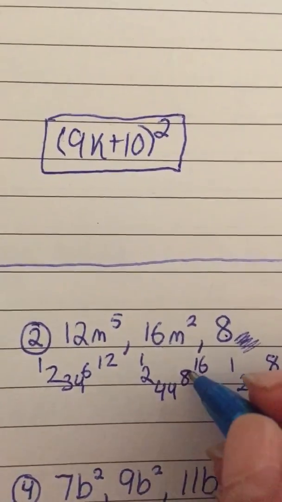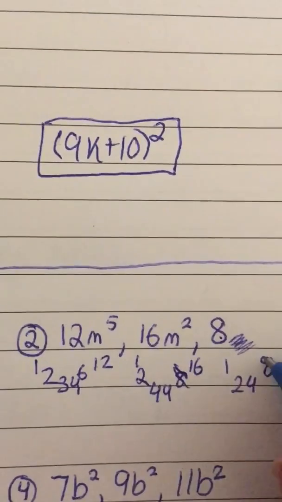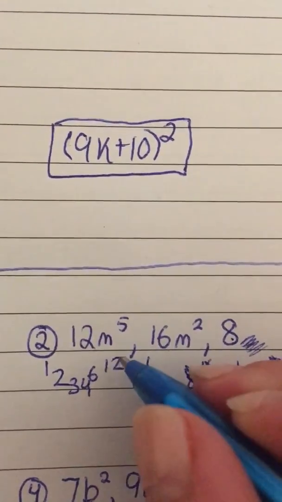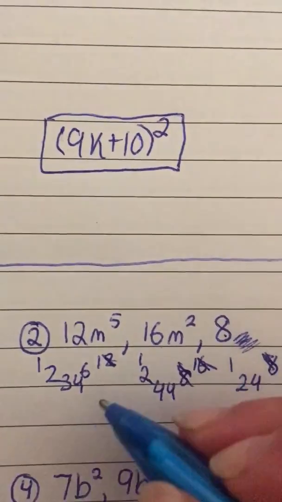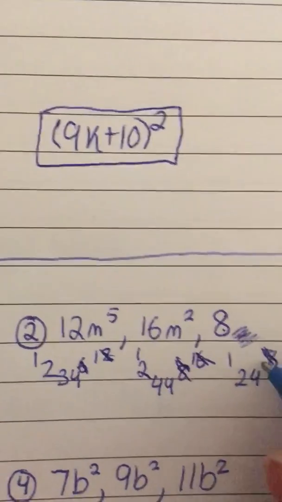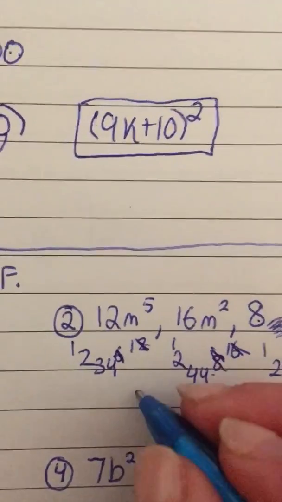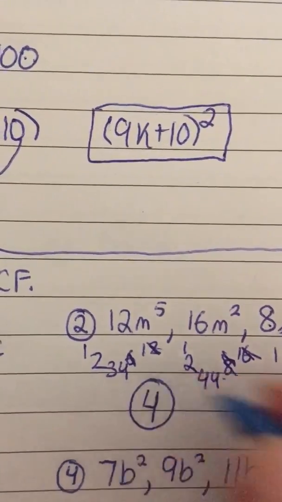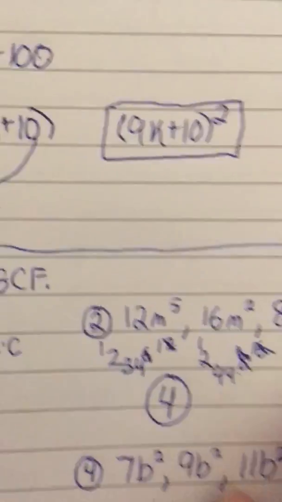8 is in this one and this one, but not that one. So 8's not going to work. 16 is not in all of them. 12 is not in all of them. 6 is not in all of them. Next one is 4. So 4 is just your GCF. You can divide them all by 4.